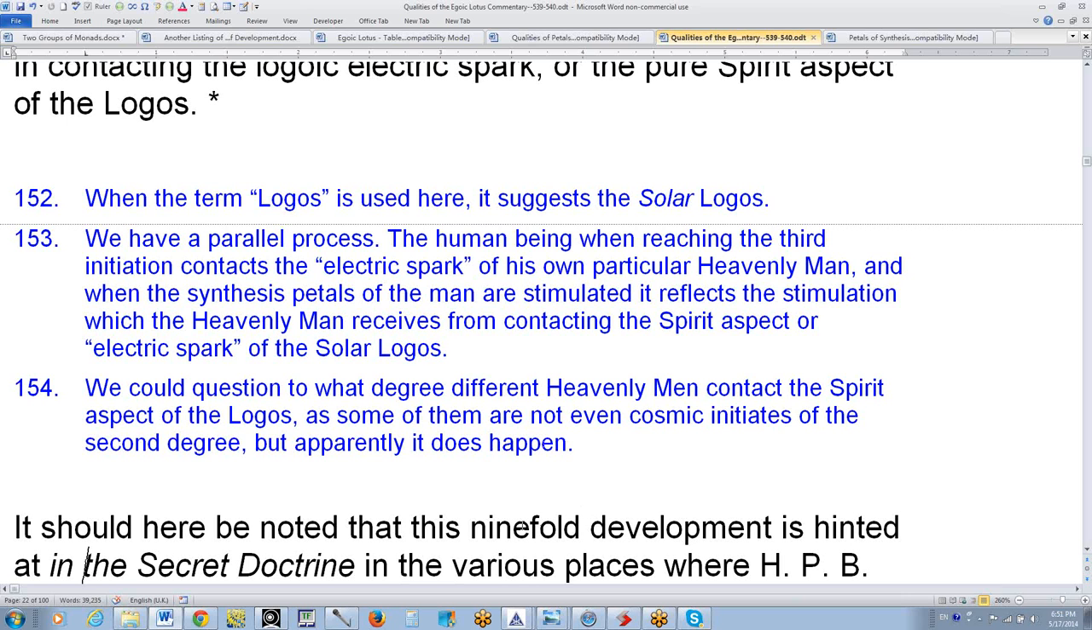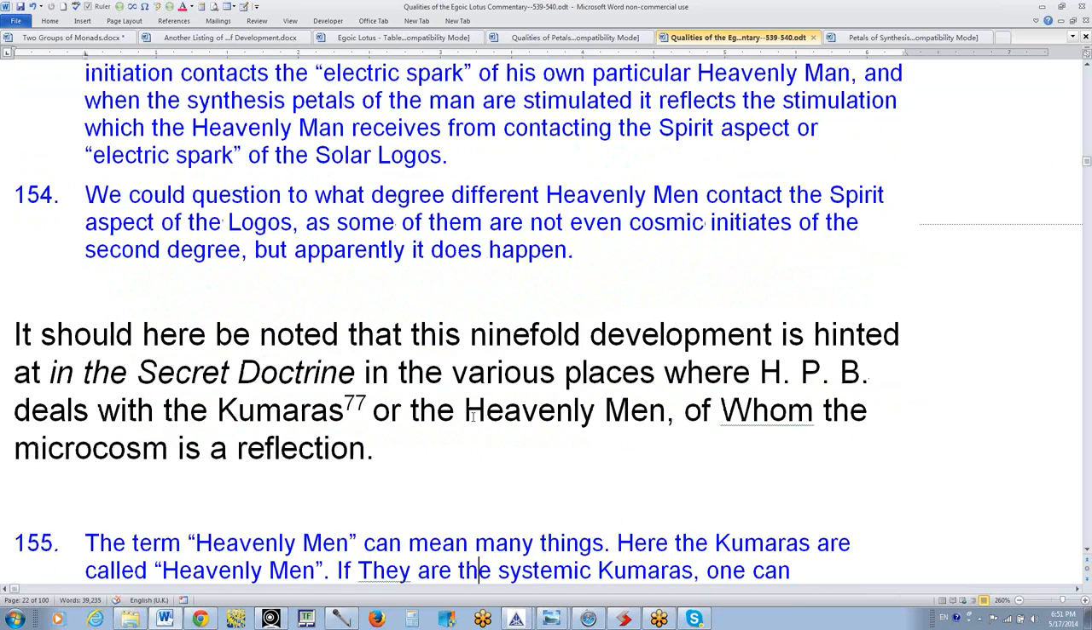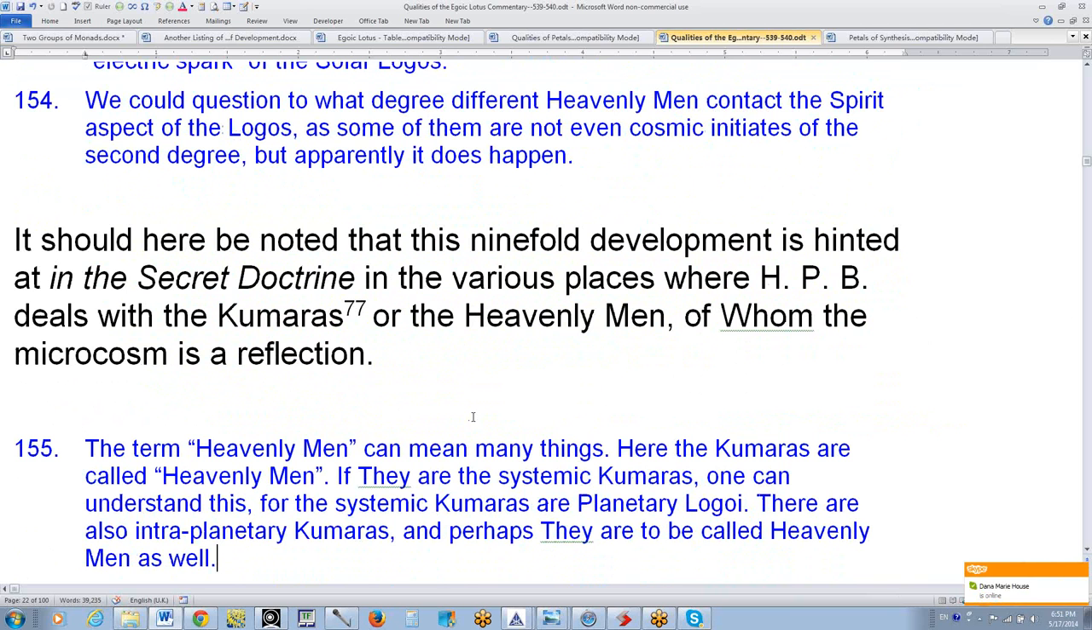So we're into some pretty abstruse matters here. I don't think we have to solve these at the moment. It should be noted that this ninefold development is hinted at in the Secret Doctrine in the various places where HPB deals with the Kumaras or heavenly men, of whom the microcosm is a reflection.